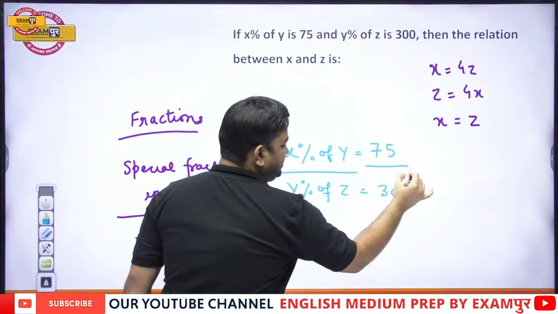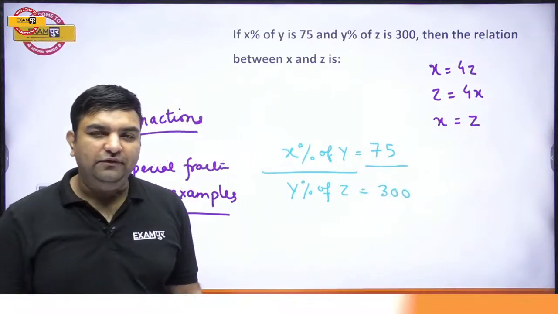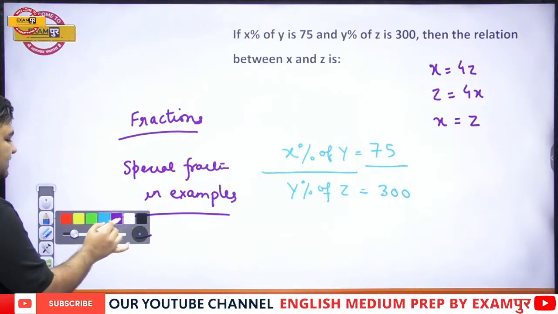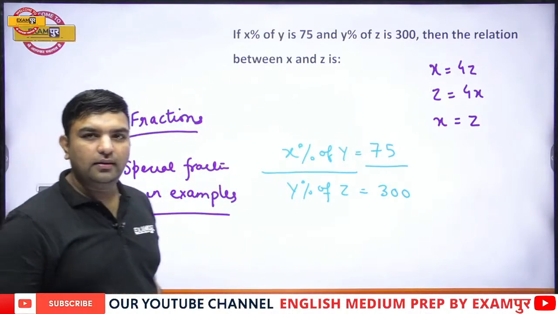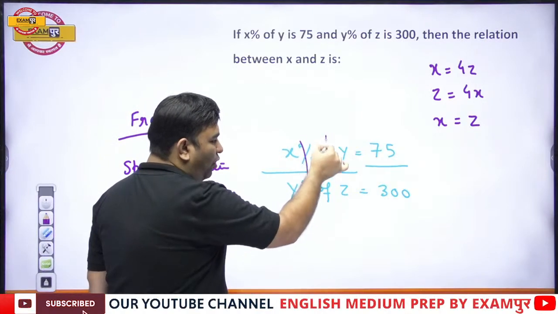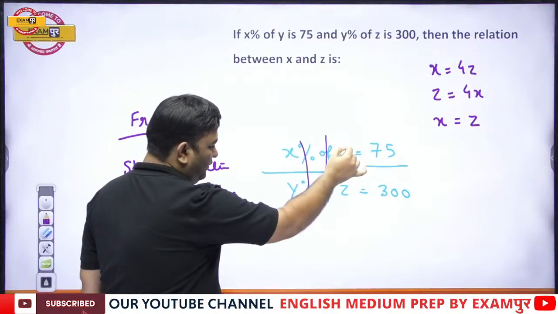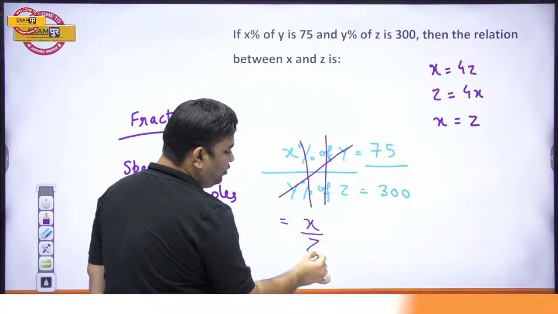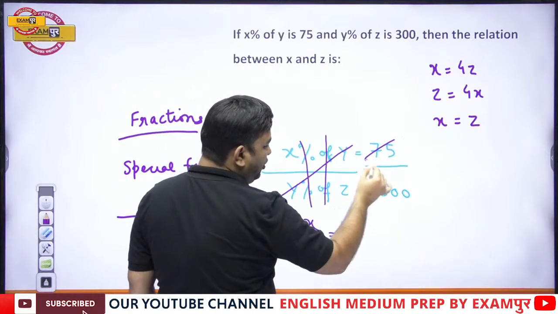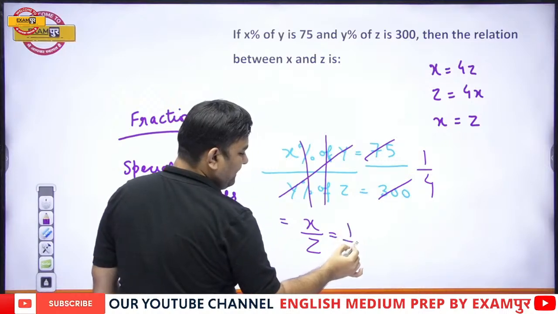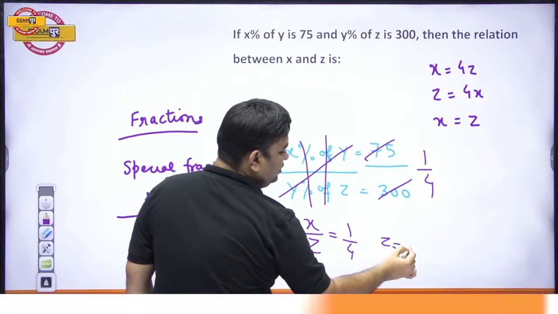By the help of division, we can eliminate y. Percentage will cancel out, of will cancel out, y will cancel out. So x upon z will come out to be 1 by 4. So z is equal to 4x.